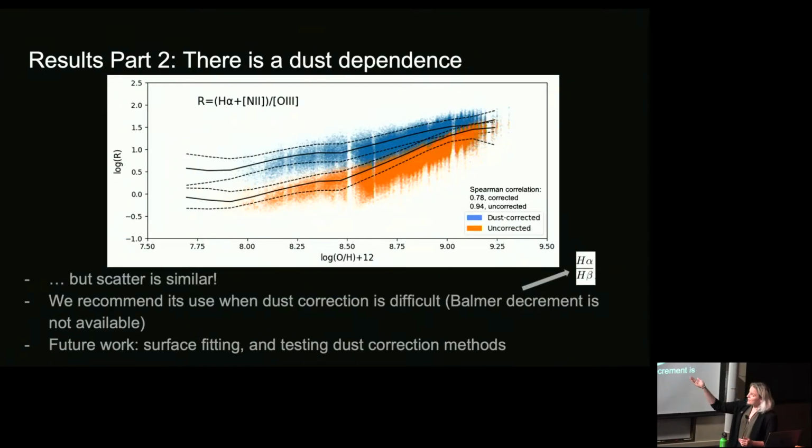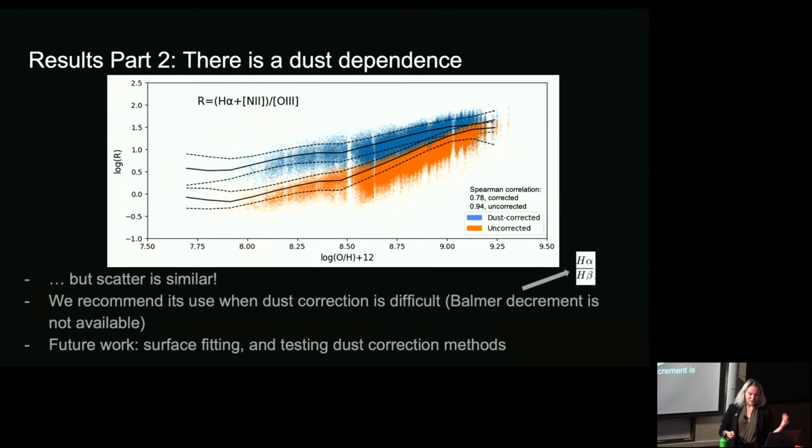So here we present our diagnostic's dust dependence. And you can see that it does have a dust dependence with the change in slope. But what we're looking for is if the scatter changed much. And that's denoted by the width of the percentile lines. And what we can see is that the scatter does not change significantly, which indicates to us that we could use this diagnostic on dust uncorrected data.